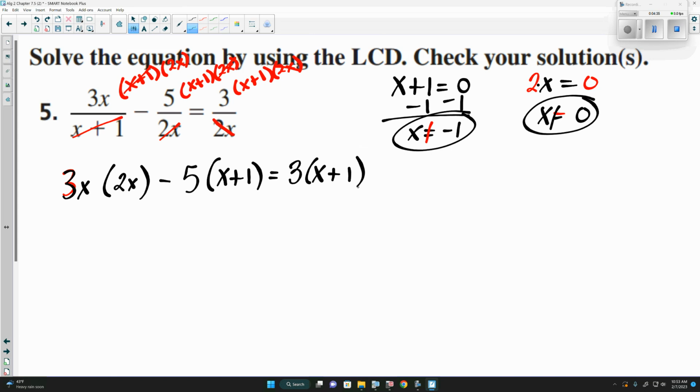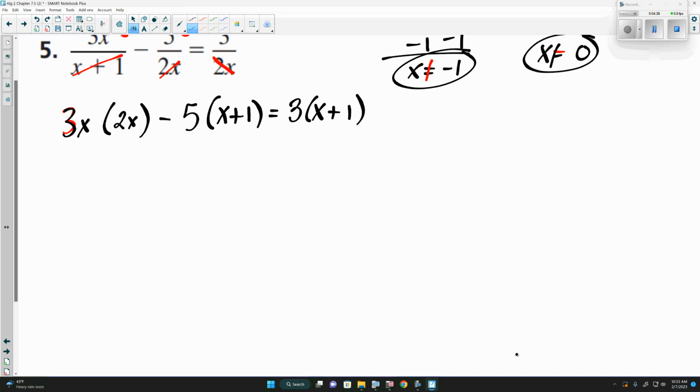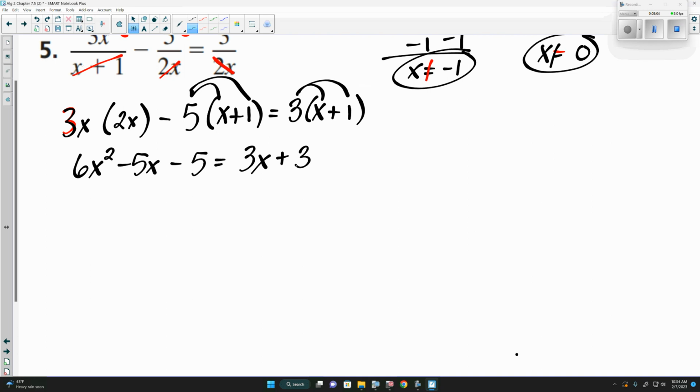Now at this point here, we do need to distribute, and then we're going to simplify. So we can do 3x times 2x. 3 times 2 is going to be 6. x times x is x squared. Here we can distribute the negative 5. Negative 5 times x is negative 5x. Negative 5 times 1 is negative 5. And lastly, we can distribute the 3 here. 3 times x is 3x, and 3 times 1 is plus 3. On either side of this equation, we don't have any like terms. 6x squared minus 5x minus 5, there's no like terms there. 3x plus 3, there are no like terms.